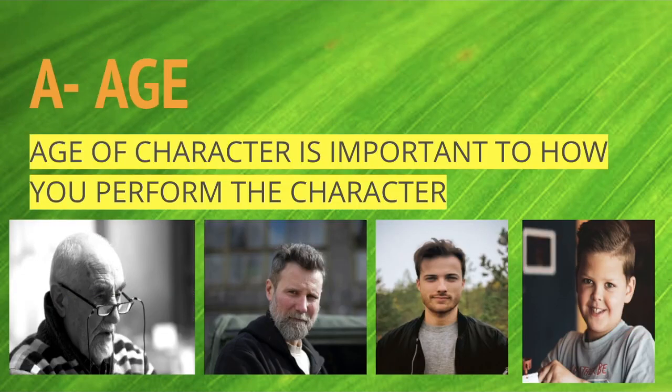The first A is for age. The age of your character is important to how you perform the character. So I've got a picture of a young man. Maybe he's preteens, mid-adult, middle age, and older. And not going to say elderly, but older age. The way you play this man at these four different ages should look different. Think about how you were as a kid when you were 5 as opposed to right now, and how different you are as a person. That should be reflected when you're thinking about performance.